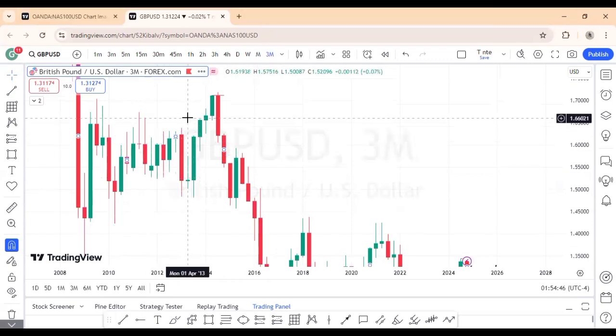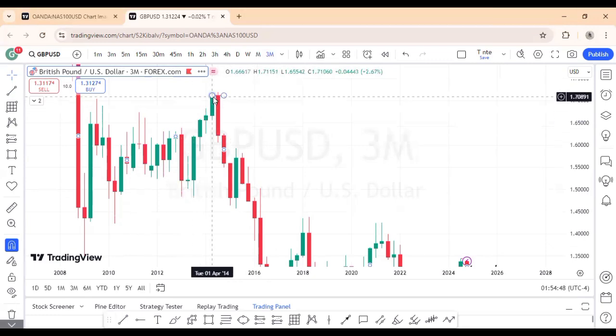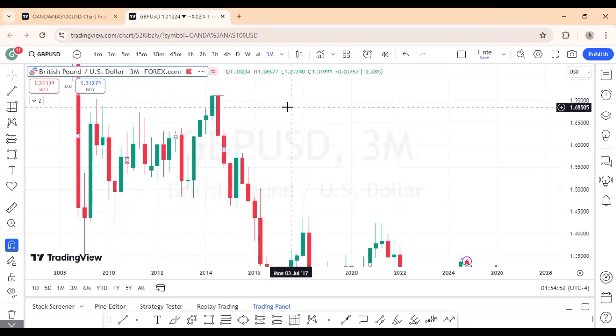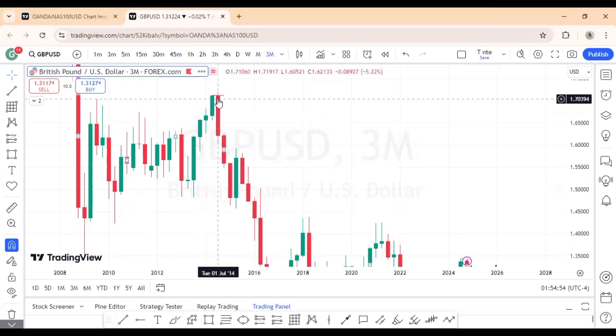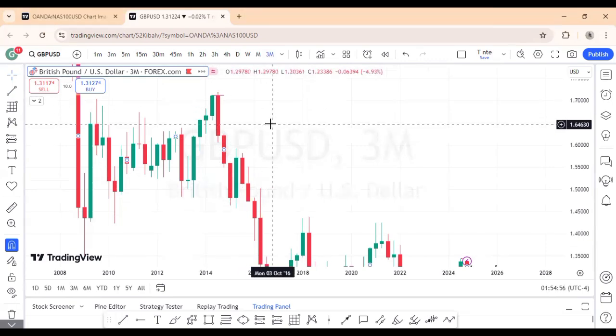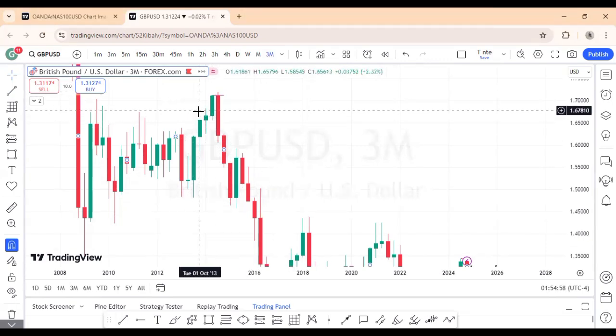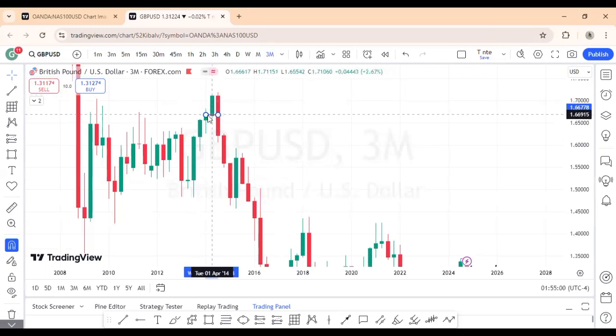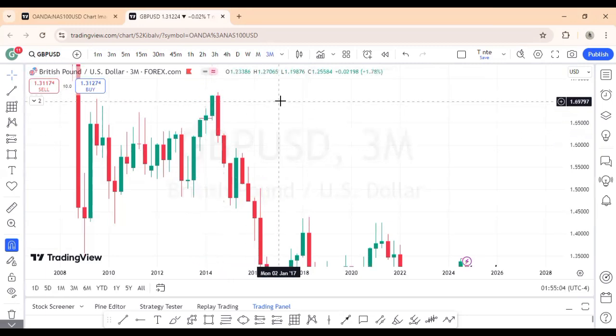Now people, you might be asking, sometimes price takes out the high but still goes higher. So what do I do? Pay attention to me now. Someone can ask me, sir, price took out this high and it continues pushing higher. What can I do in such cases?